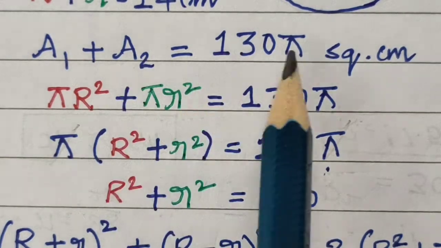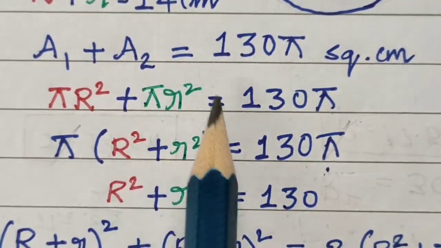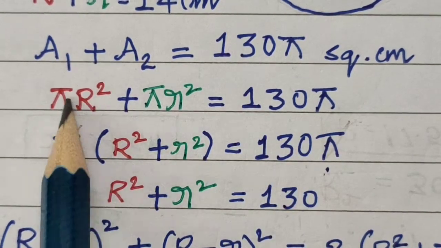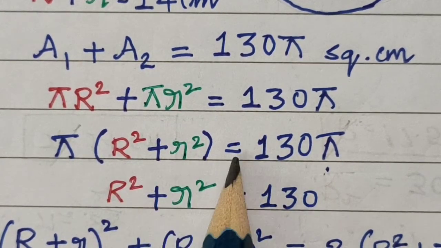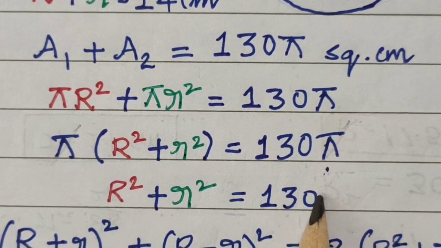A1 plus A2 is equal to 130 pi square centimeter. A1 is pi R square, A2 is pi r square, that is equal to 130 pi. We are taking pi as common, R square plus r square is equal to 130 pi. Pi and pi will get cancelled, then R square plus r square is equal to 130.